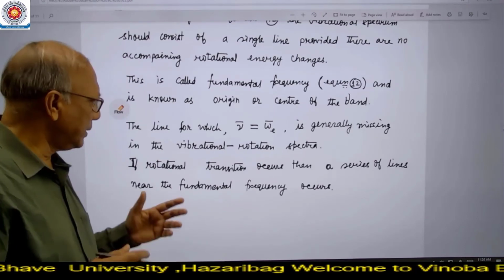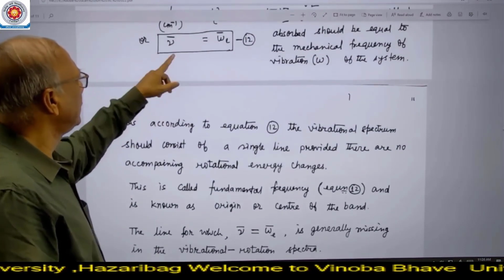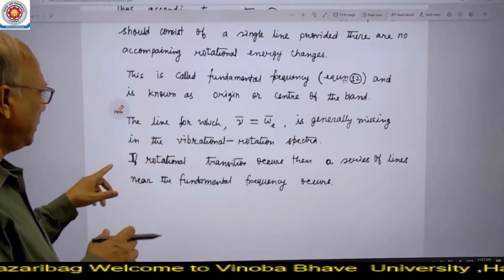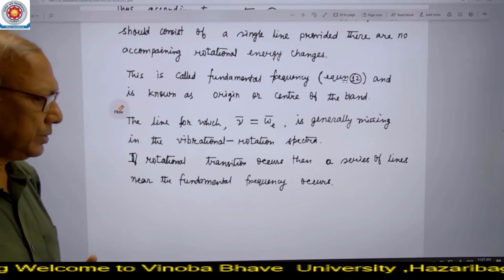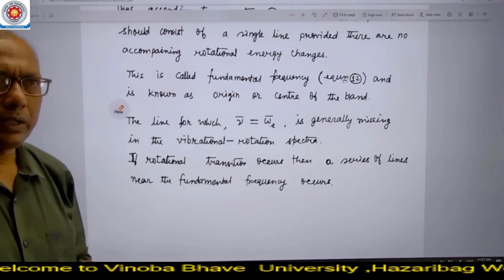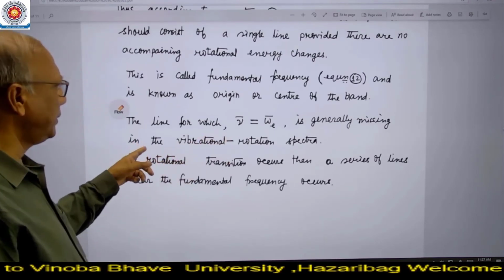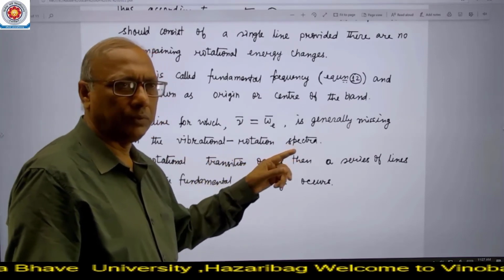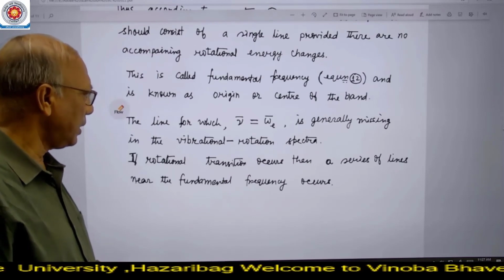This is the condition which I have obtained here, and I will explain it later on when I derive some more expressions. It is a very important point, why the line is generally missing in the vibrational rotational spectra.